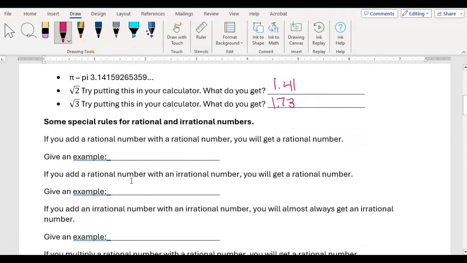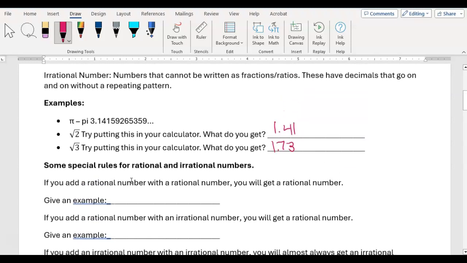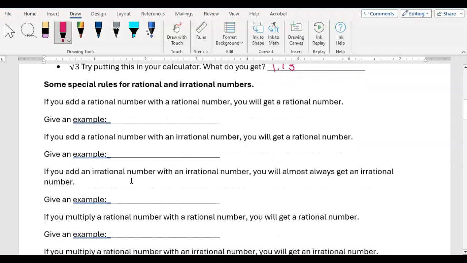So there are some special rules. These are the laws of the rational and irrational numbers. The first one is that if you add a rational number with a rational number, you get a rational number always. So if I add 5 plus 1/3, I get 5 and 1/3, right? If I add 2 plus 4, I get 6. I get another rational number.